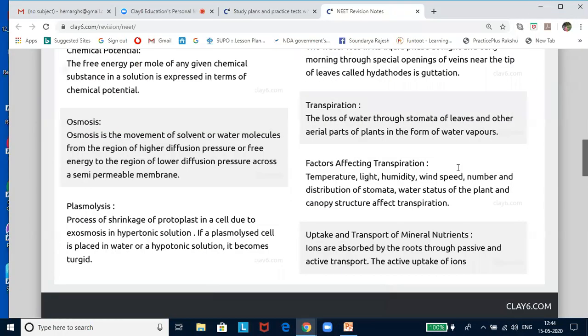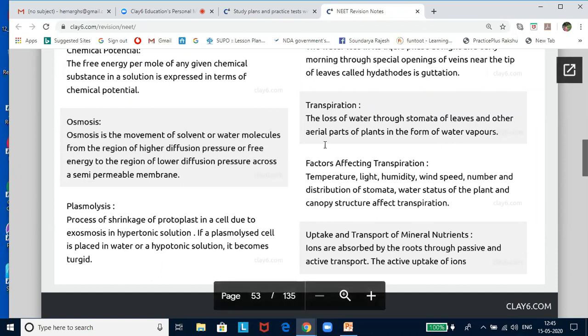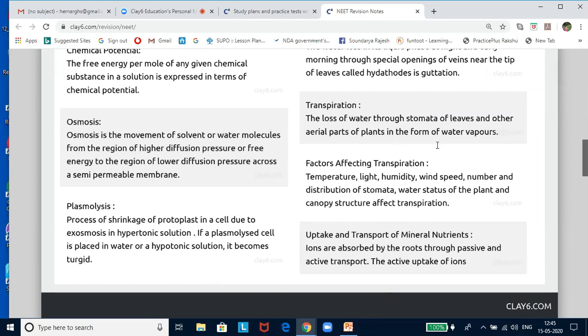Now, let us look into transpiration. As I said, transpiration is loss of water through stomata of leaves and other aerial parts of the plant in the form of water vapors. How does transpiration occur? There are three types of transpiration. Stomatal transpiration accounts for 80 to 90%, and it occurs through stomata. Cuticular transpiration occurs through the cuticle. You know, the cuticle is the layer found above the epidermis, and it accounts for 3 to 9%.